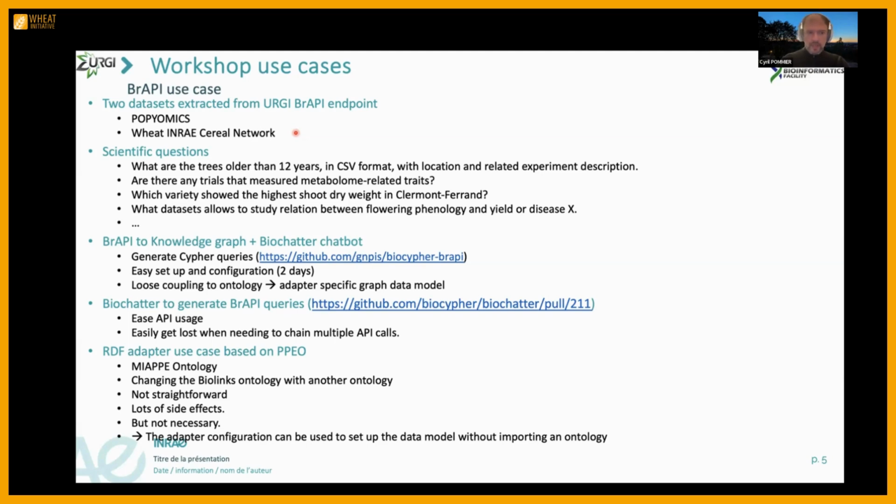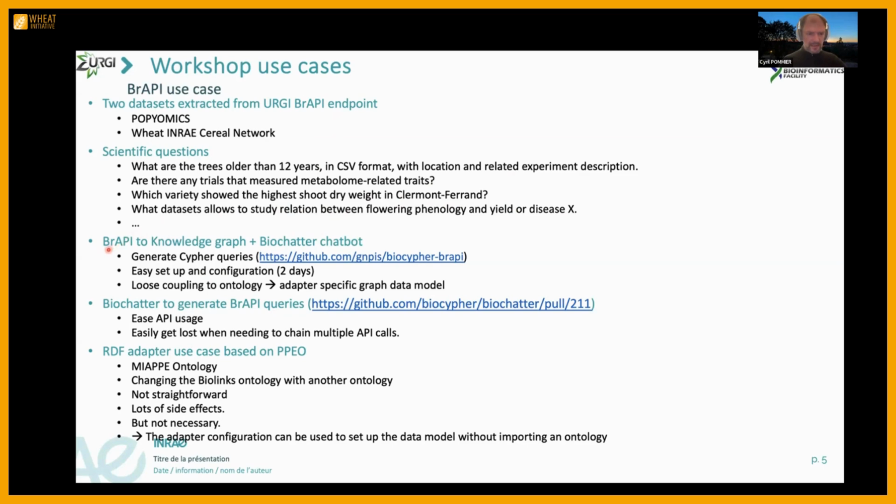We had several scientific questions in mind. For instance, what are the trees older than 12 years, in CSV format with location, etc.? Which variety showed the highest shoot dry weight in Clermont-Ferrand? What data sets allow studying the relation between flowering and yield or disease? All of those questions are really geared toward extracting data sets to prepare further analysis.